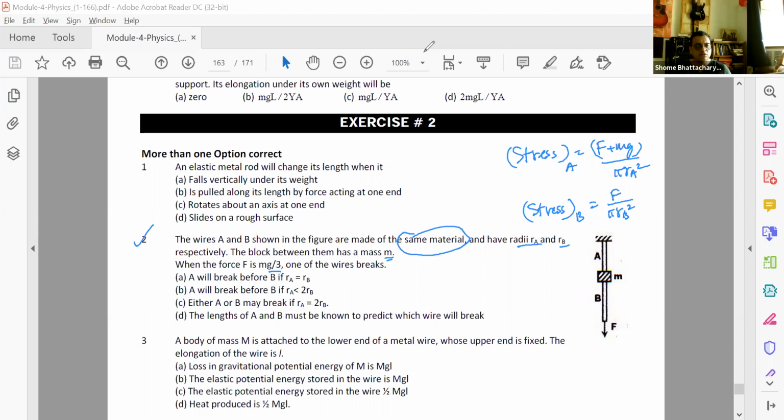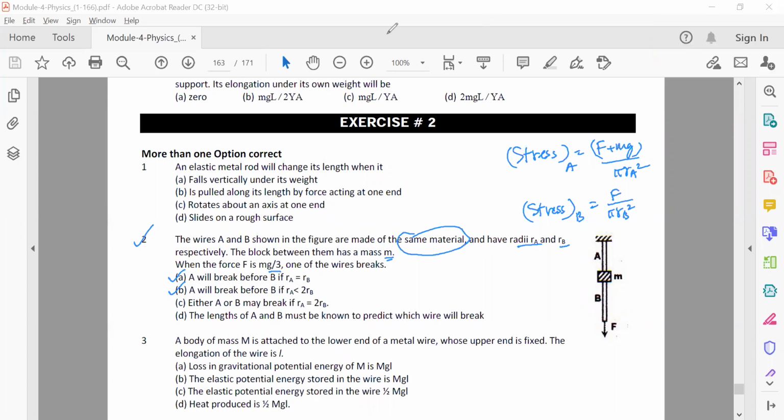So Kevin, this is clear. Now the first option, if RA is equal to RB, then definitely A is having more stress than B. So A will break before B. That's fine. If RA is less than RB, then also definitely A will break first because it will have more stress. But if RA is equal to 2 times RB, now you have to check because F is given to us as mg by 3. So you have to put that value and check.